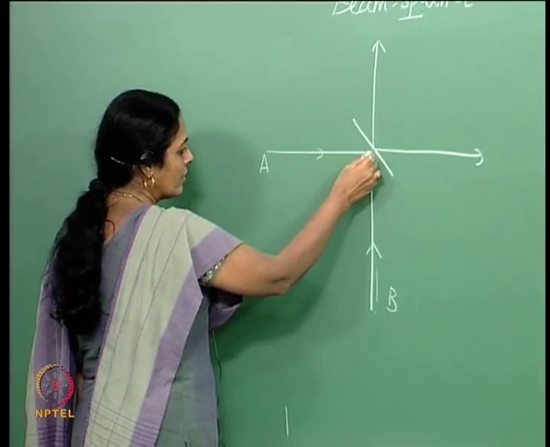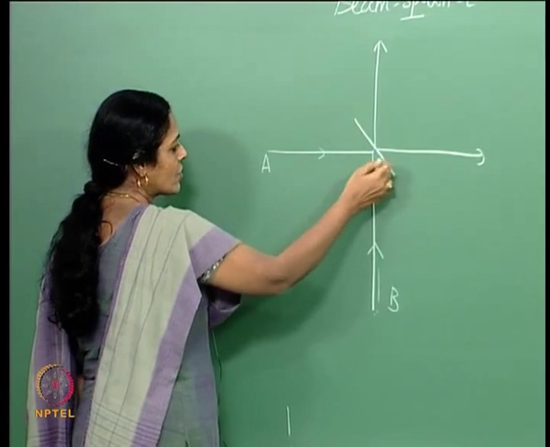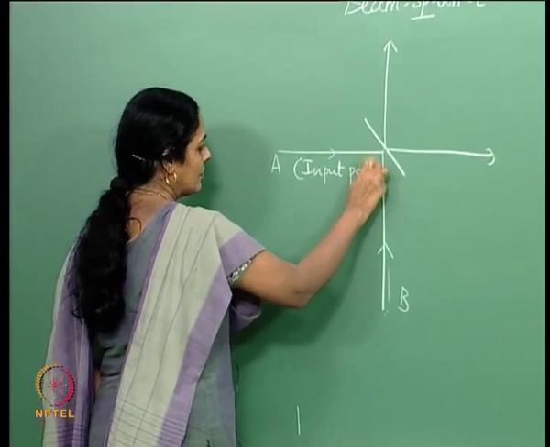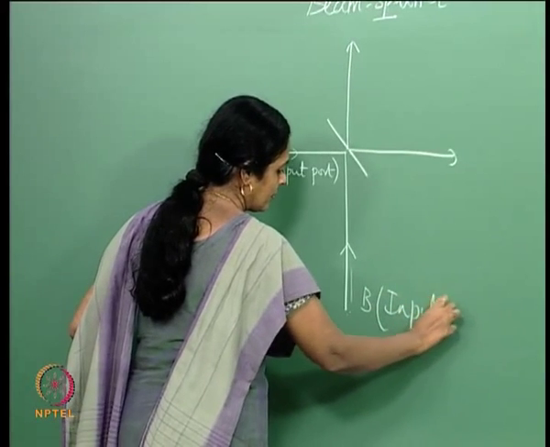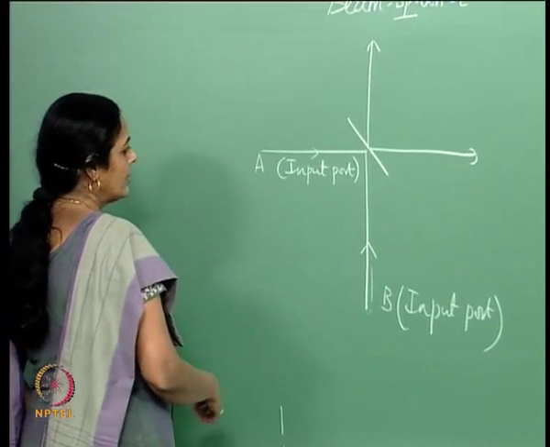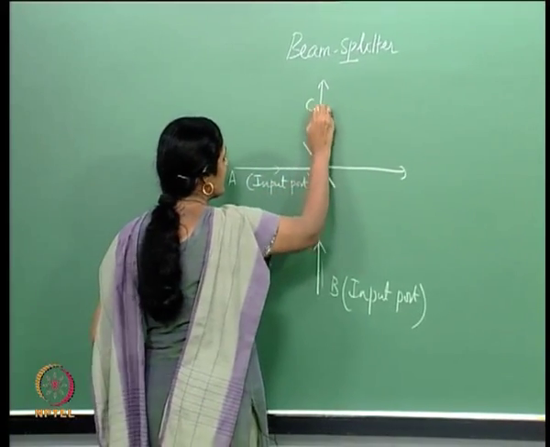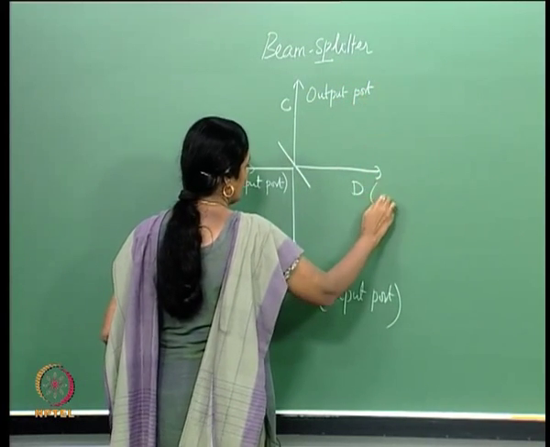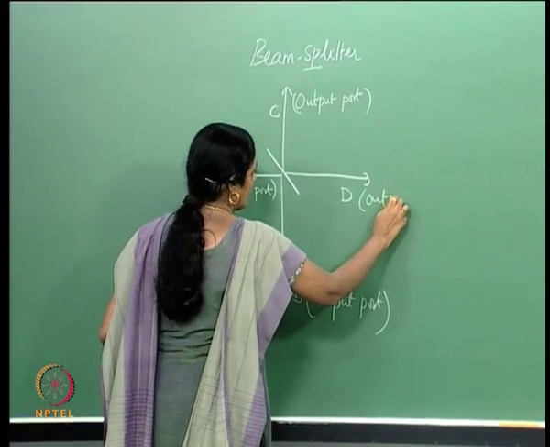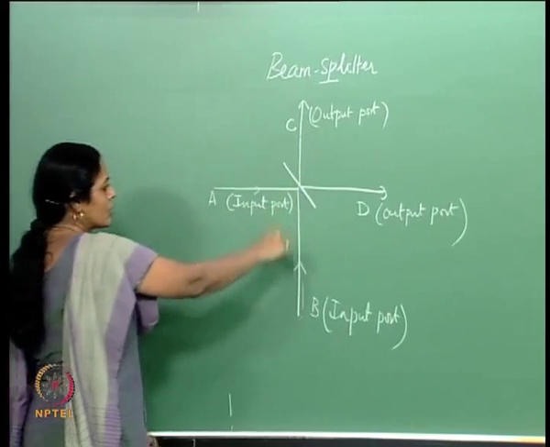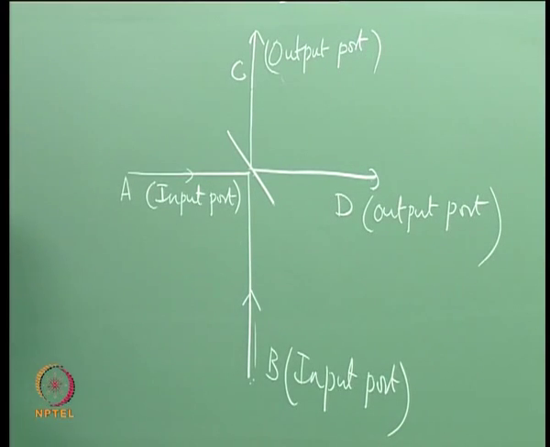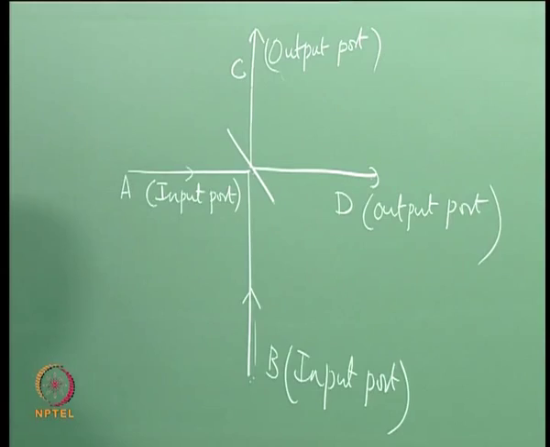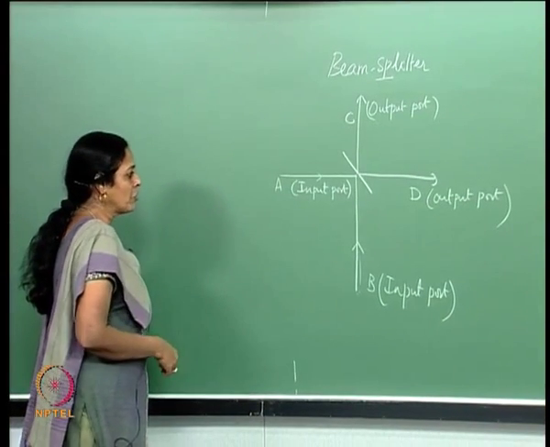Since the photons can come in either in this direction or in this direction and strike the beam splitter, A and B are called input ports. And then for the sake of nomenclature, I'd like to call this C and I'd like to call this D, and these are output ports. So, there are two input ports and two output ports, and photons that come either in this direction or in that direction get partially transmitted, partially reflected. So, that is the picture that we have of the beam splitter.